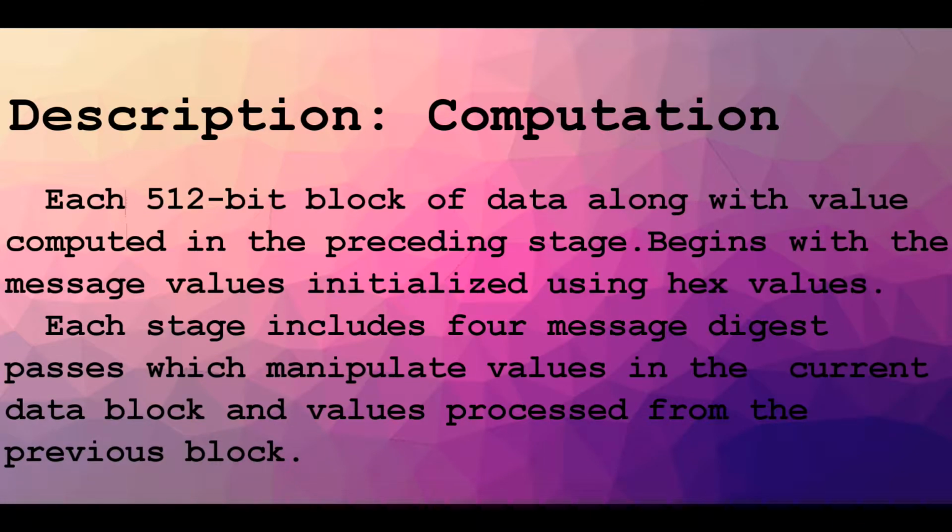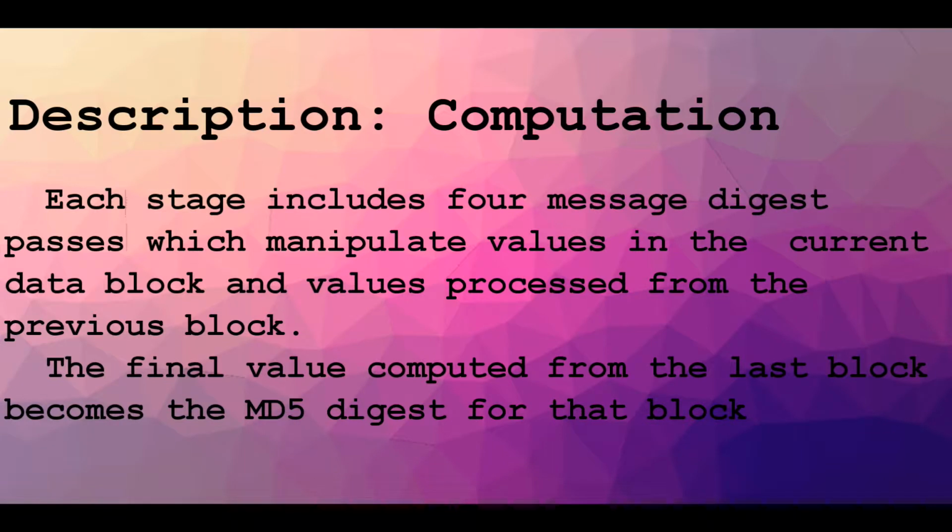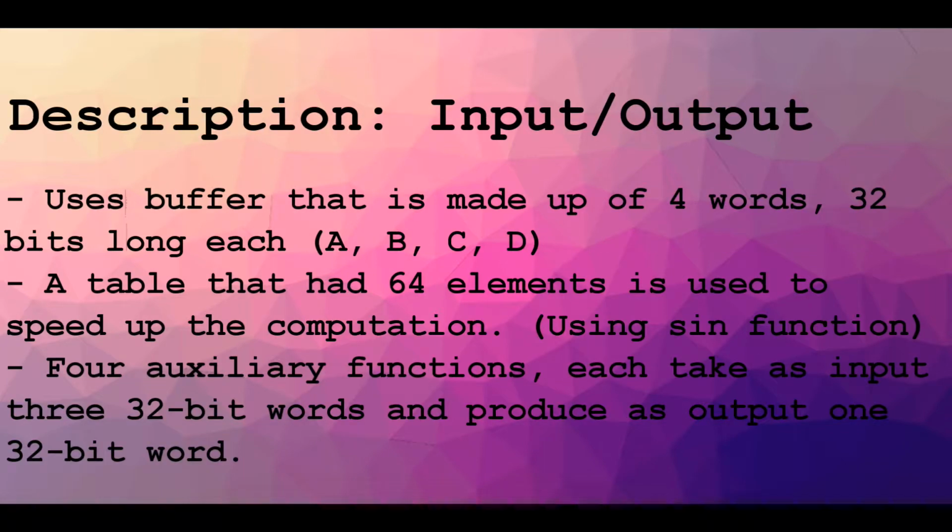The computation process of MD5 is performed in separate stages that process each 512-bit block of data along with the value computed in the preceding stage. The first stage begins with the message digest value initialized using hex values. Each stage includes 4 message digest passes with manipulated values in the current block and values processed from the previous block. The final value computed from the last block becomes the MD5 digest for the block.